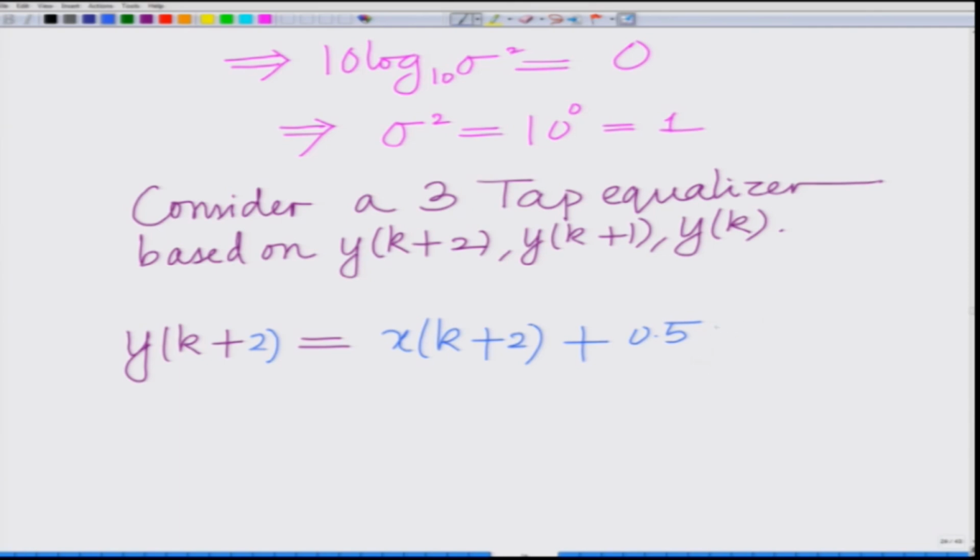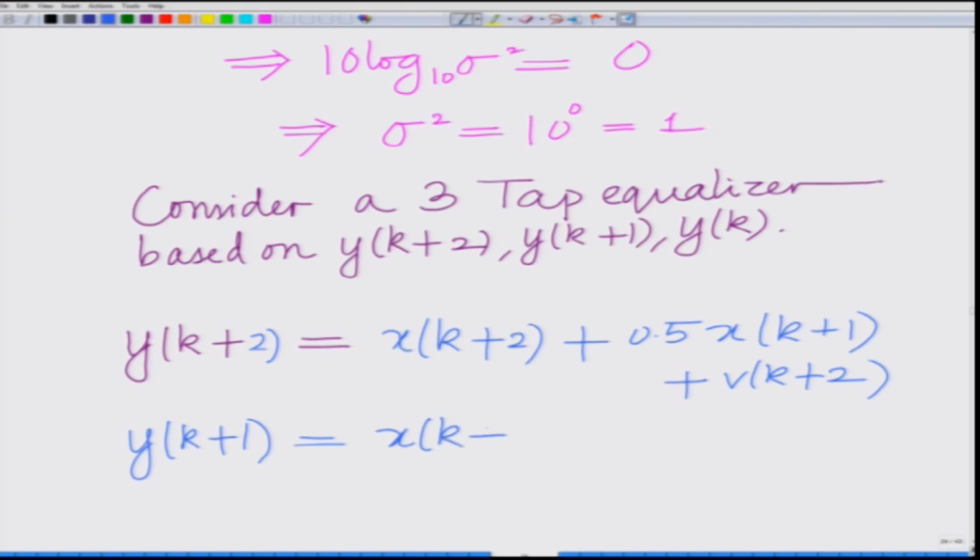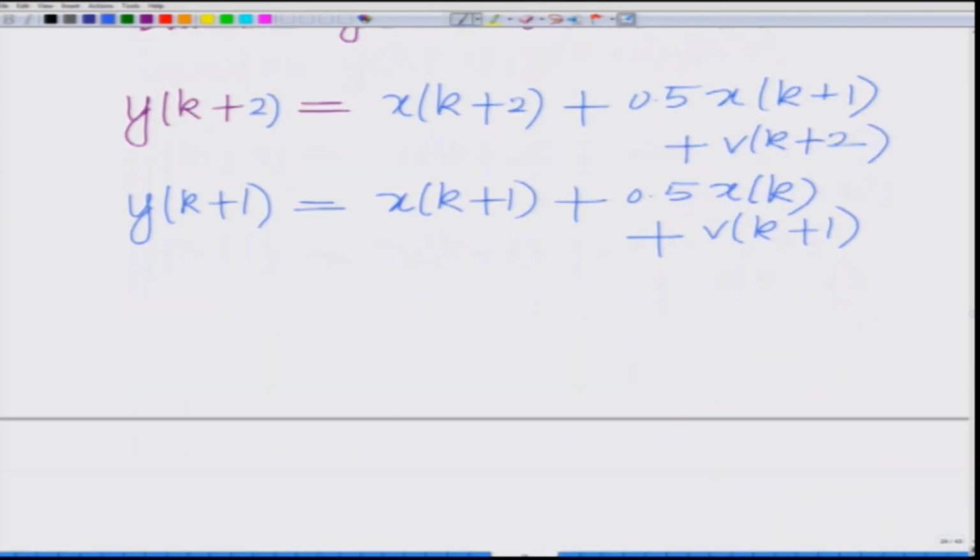plus 0.5 into xk+1 plus vk+2. yk+1 equals xk+1 plus 0.5 xk plus vk+1, and yk equals xk plus 0.5 xk-1 plus vk.